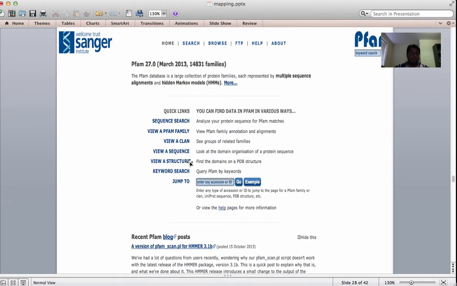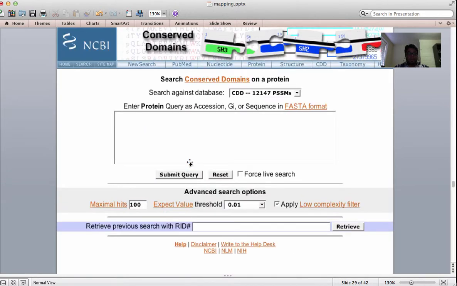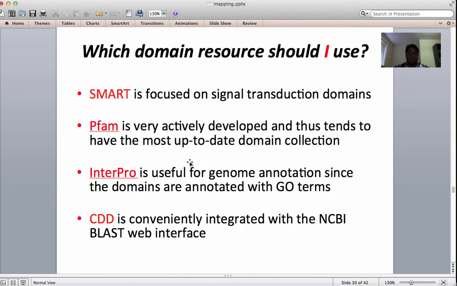And Pfam is another very nice database where they have large protein families, and it also contains the domain information. People search a lot in Pfam, and the prediction is based on hidden Markov models and tools, and also on multiple sequence alignments. This is another resource for searching the domains of proteins, the CDD from NCBI.